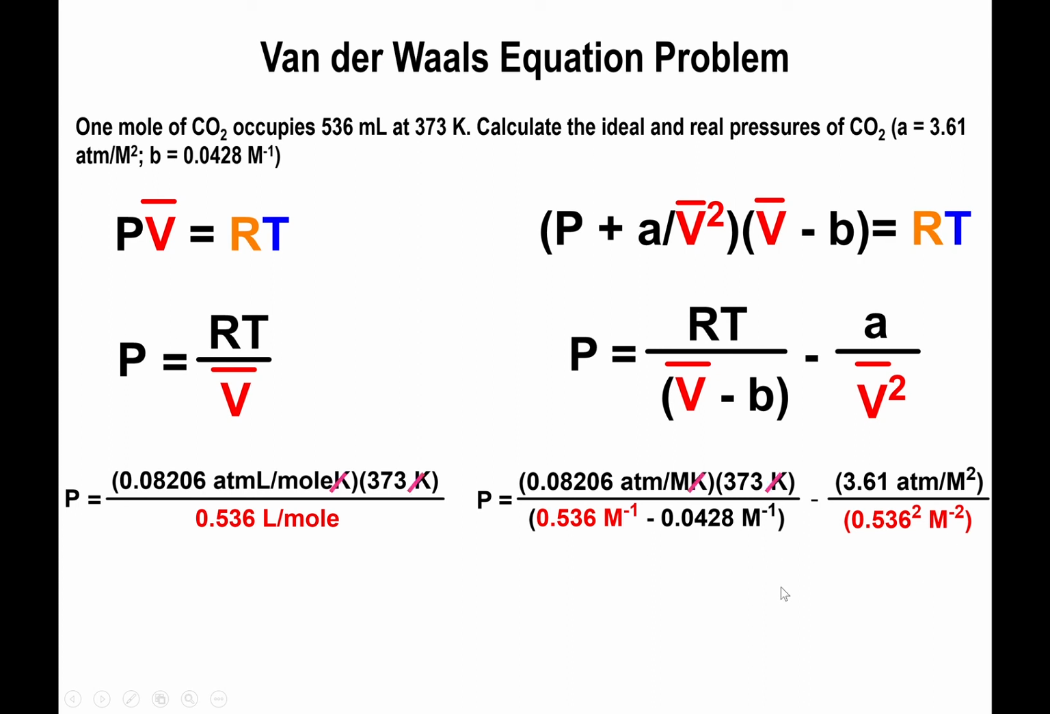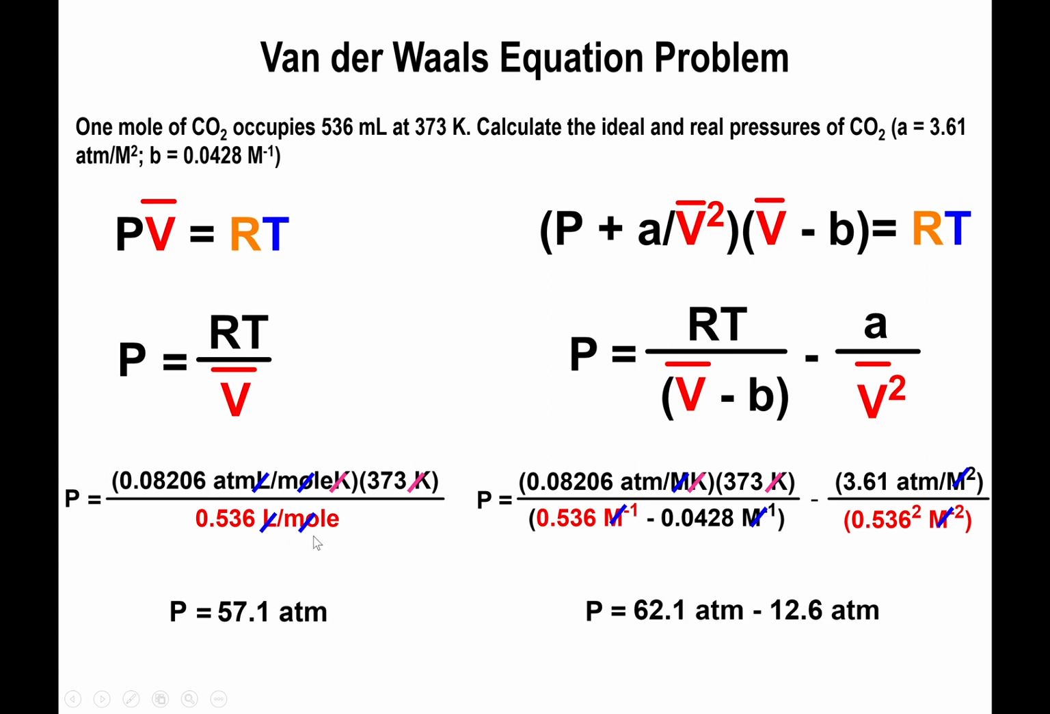Alright, so the Kelvins cancel out in both equations, and in the ideal gas law, the moles cancel out, the liters cancel out, and you end up with just atmospheres. Over here, you're going to have to do a little bit more calculation to find out what cancels out, but ultimately, the 1 over mole or per mole cancels out in all of this stuff, right? And the per mole squared will cancel out on the second fraction, and you'll have atmospheres on both sides of the equation.